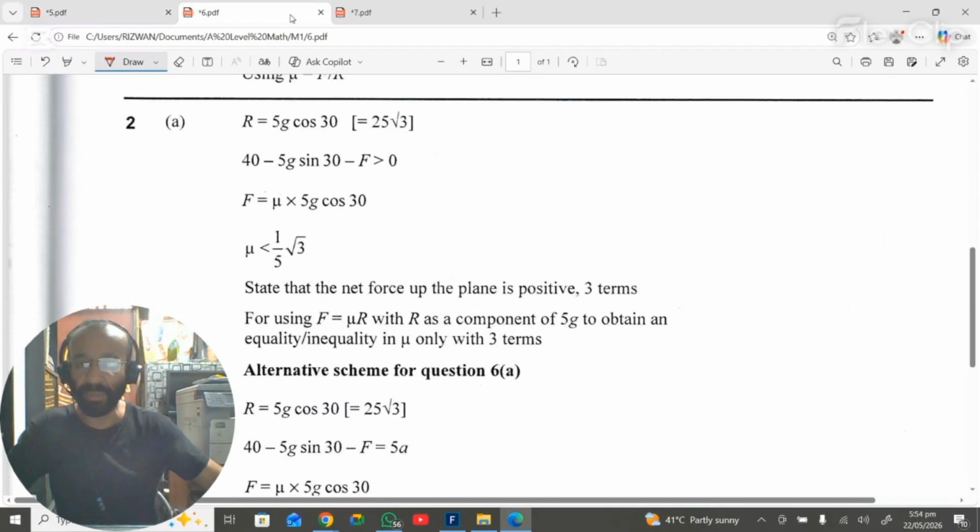Now solving these forces. From here you can see R is equal to 50 cos theta, and 40 minus 50 sine 30 minus mu R is greater than 0. So solving all these, putting the values in the equation, you will get this answer: mu is less than 1 by 5 square root 3.